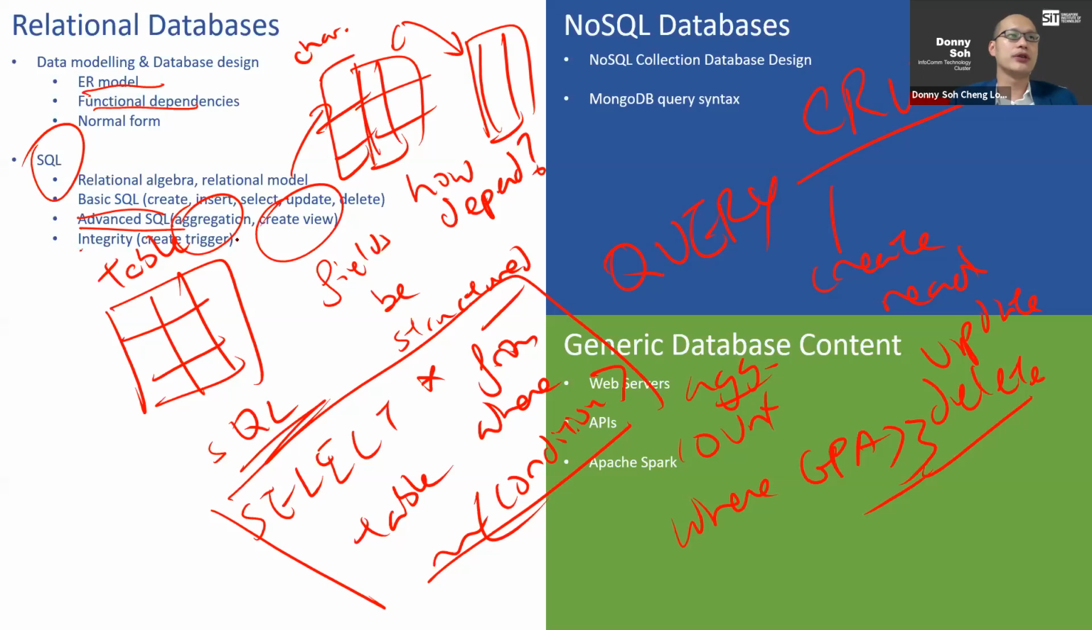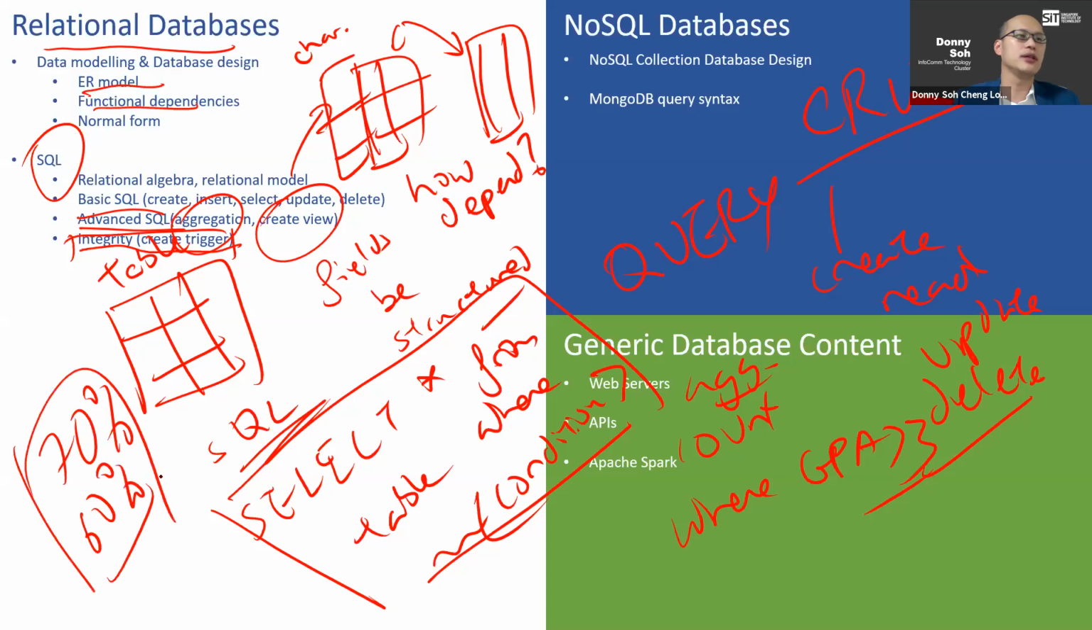We'll be talking a little bit on integrity, where I create a trigger. What this means is that if a certain condition doesn't fit into whatever rule that you have set up the data table to be, it will trigger a response for the database administrator to understand that something needs to be done there. These will all be under relational database. It will carry probably about 60 to 70% of the course.